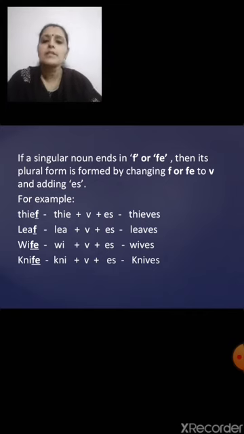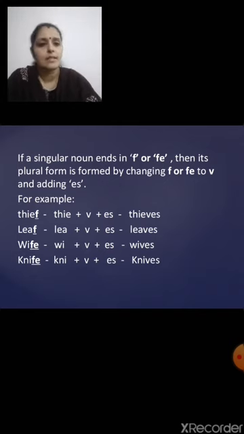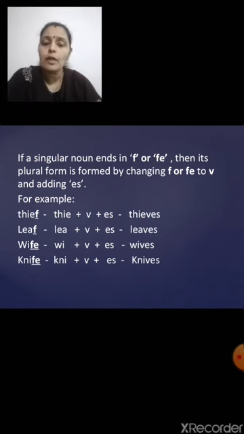Now supposing a singular noun ends in f or fe, then its plural form is formed by changing f or fe to v and adding es. Supposing a word ends in f or fe, then how do we form the plural form? We will remove the f or fe and put v instead of that and then we will add es. So let us look at some examples.